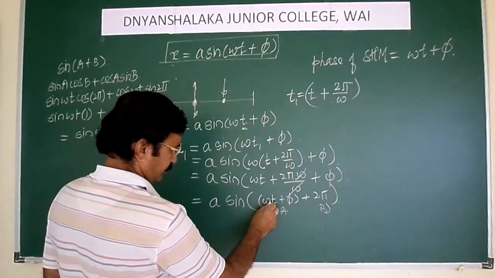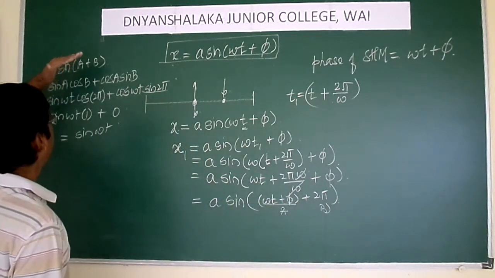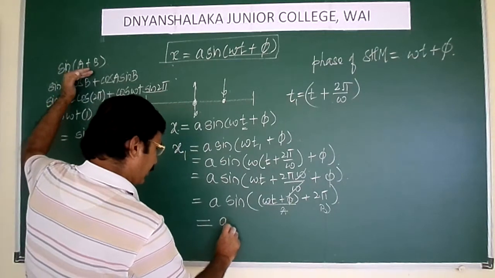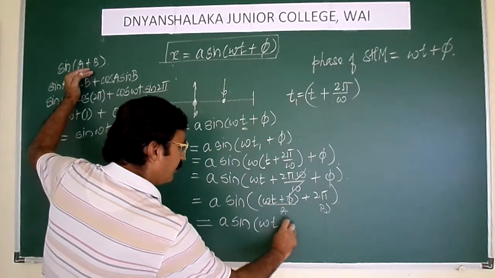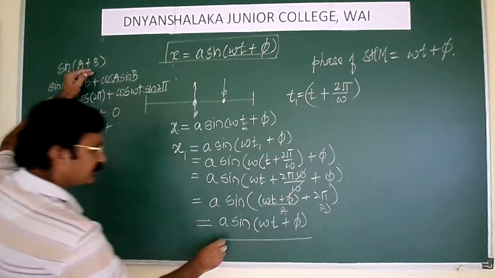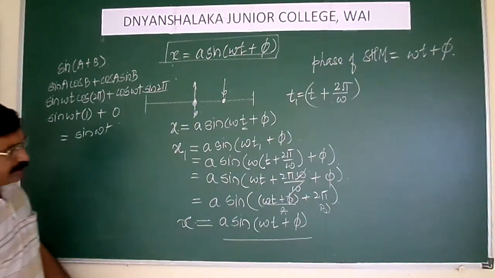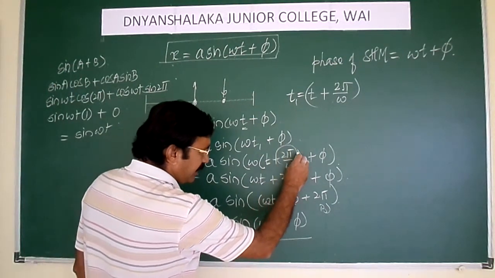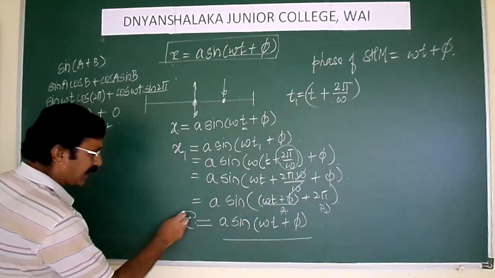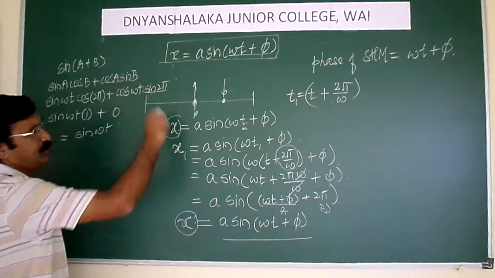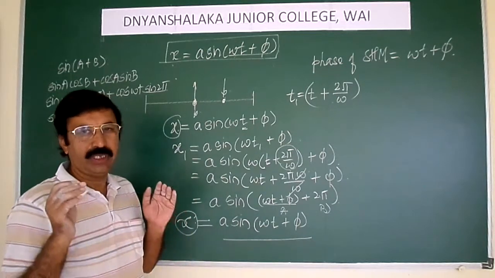So if this angle is omega t plus phi, then by using this particular formula, this will be sine of omega t plus phi. This is nothing but x. So here what we consider is that if the increment of the time is 2 pi upon omega, then the particle comes to the same position on the path of SHM.